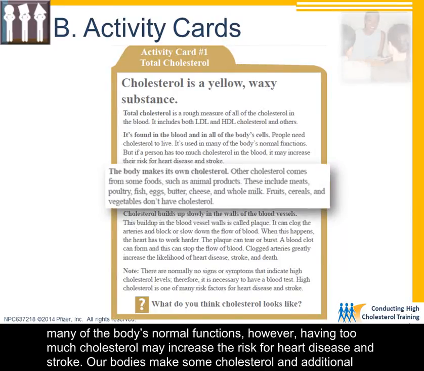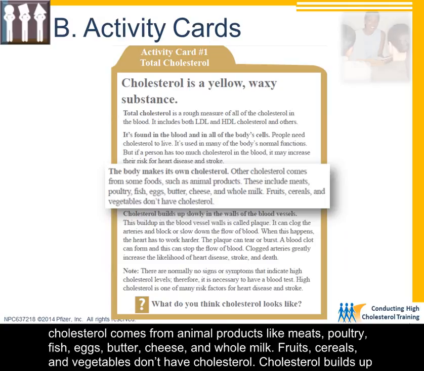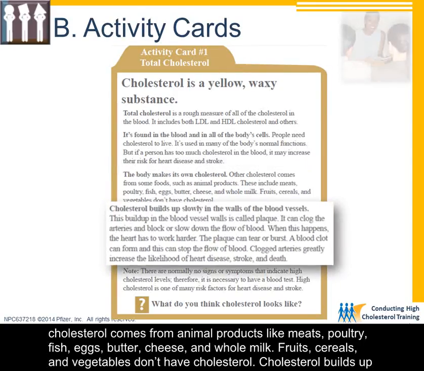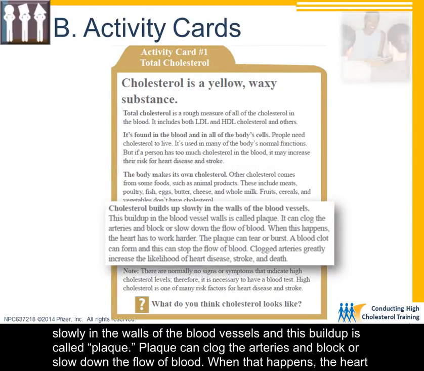Our bodies make some cholesterol, and additional cholesterol comes from animal products like meats, poultry, fish, eggs, butter, cheese, and whole milk. Fruits, cereals, and vegetables don't have cholesterol. Cholesterol builds up slowly in the walls of the blood vessels, and this buildup is called plaque. Plaque can clog the arteries and block or slow down the flow of blood.